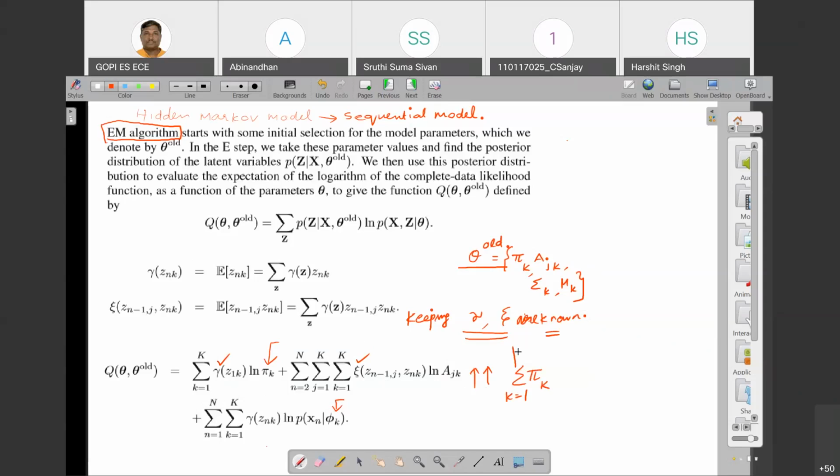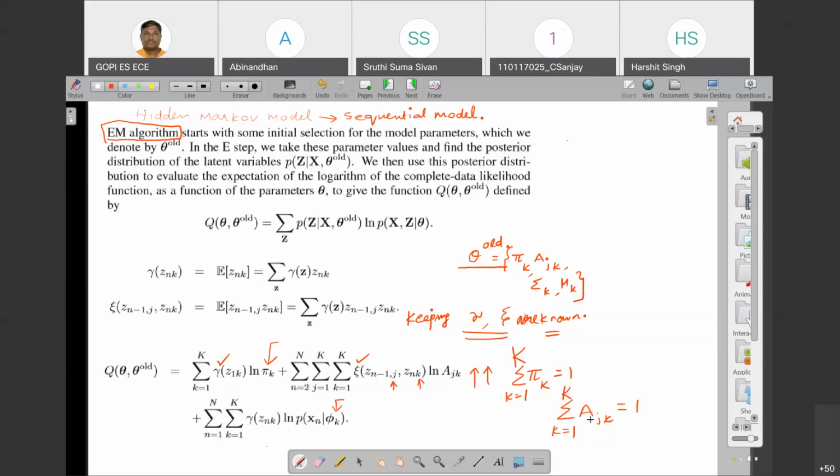Suppose capital K is the number of states. If I sum all those things together, that should end up with 1. This is the constraint. And we have another constraint, which we call A_jk. It means, as I told you, the change over from the (n-1)th step in the jth state to the kth state. When you are in the jth state, you have only K choices, right? For moving from the jth state to the first state, you can go, or jth to second, jth to third, and so on. So when I do this summation, this will also end up with 1, right?